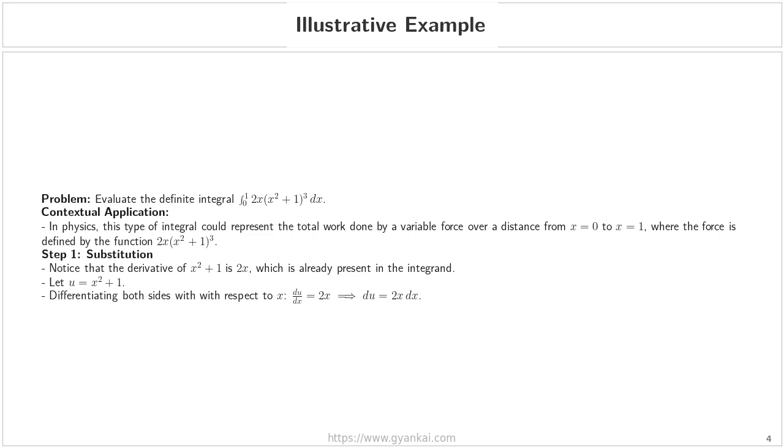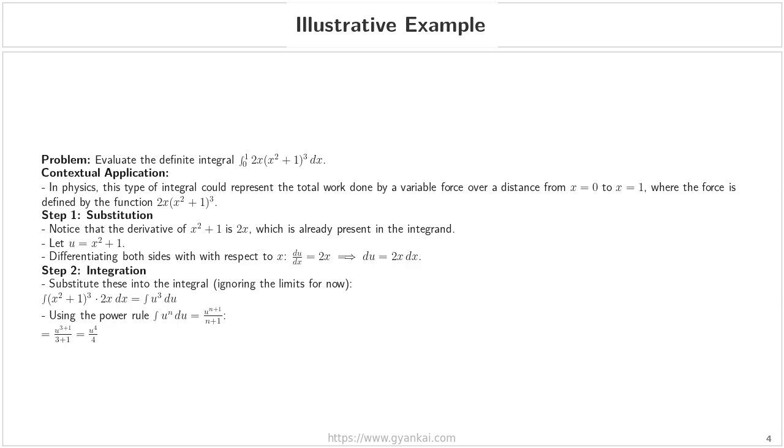Let's begin with step 1, substitution. The key here, as we discussed, is to identify a part of the integrand, that's the function inside the integral, whose derivative is also present. If you look closely, you'll notice that the derivative of x squared plus 1 is indeed 2x, so that's perfect. We'll let u equal x squared plus 1. Then, we differentiate both sides with respect to x. This gives us du over dx equals 2x, which we can rewrite as du equals 2x dx. This is crucial because it allows us to replace parts of the original integral with something in terms of u.